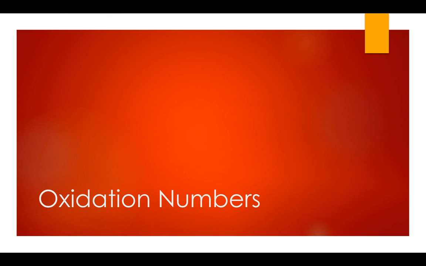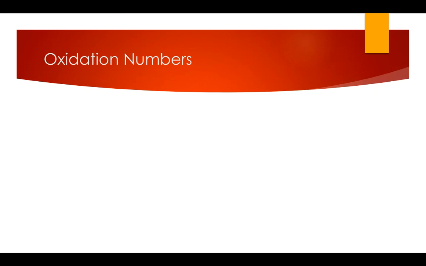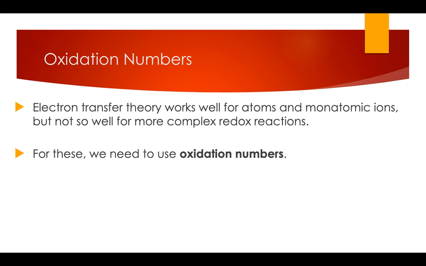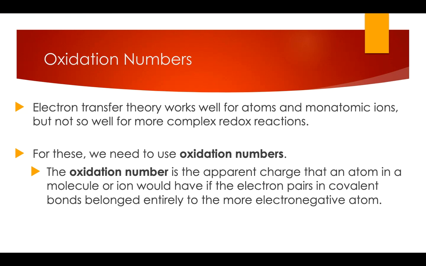In this video, we're going to talk about oxidation numbers. So in our introduction to redox reactions, we talked about electron transfer theory, and this idea works well for atoms and monoatomic ions, but it doesn't work so well when the redox reactions become more complex. So for these, we need to use oxidation numbers.